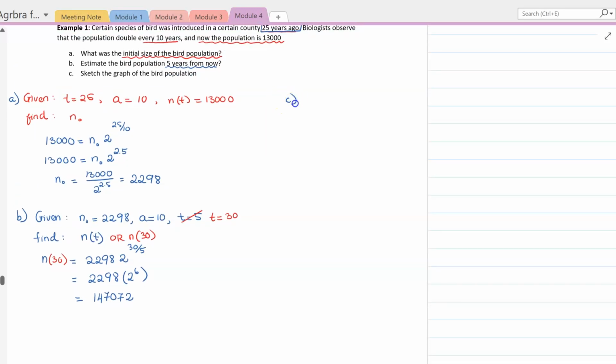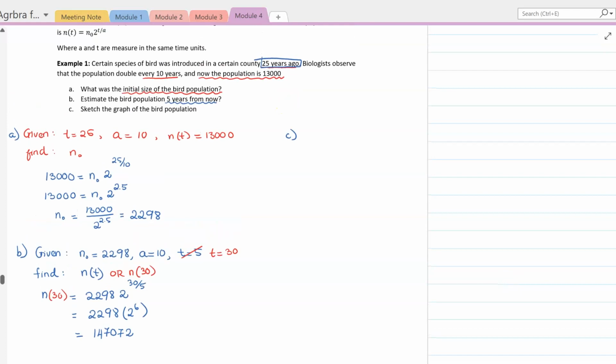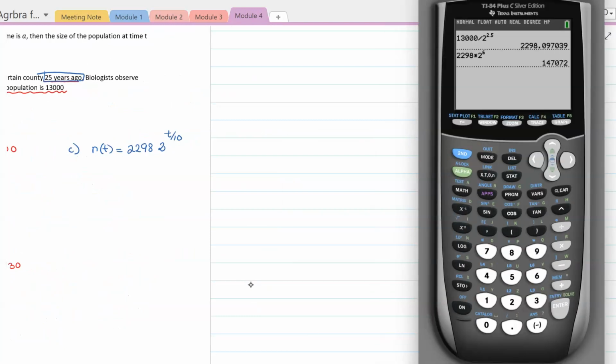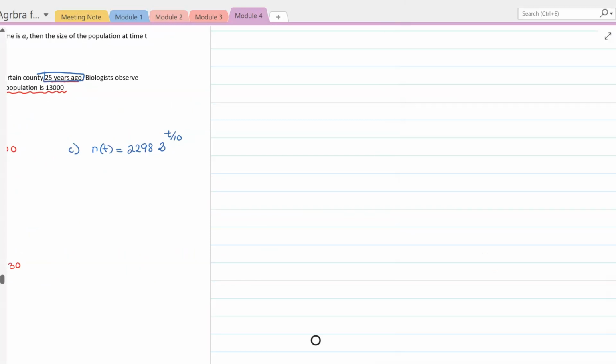So part C, we want to get the graph of the bird population. Let's come up with the equation so we can graph. n of t equals the initial population times 2 to the t over 10. Okay. So let's get this graph, and we use the graphing calculator for this. Since I already know where the graph starts, maybe if I adjust the window on the graph, the graph will come up faster.